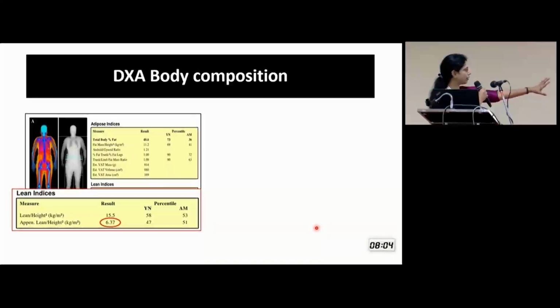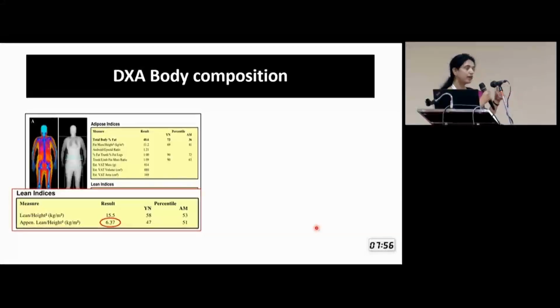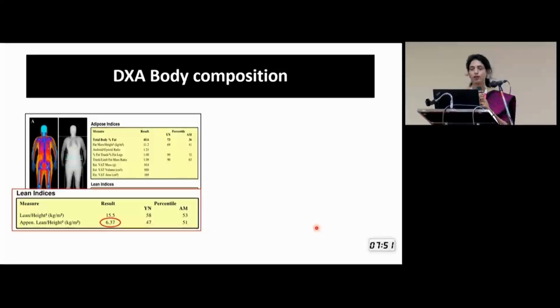You also get percentiles, that is the age-matched percentile, which is around 50, and the young normal percentile, where you're comparing the muscle mass of the lady to the young normal, which is already there in the system, and then you have the age-matched control, and you can see the percentile is around 50.